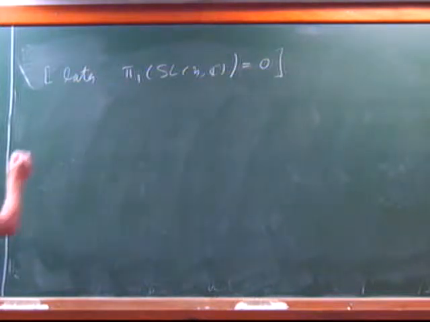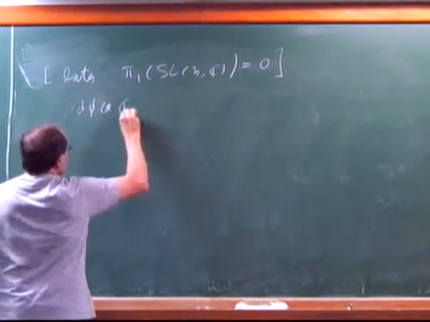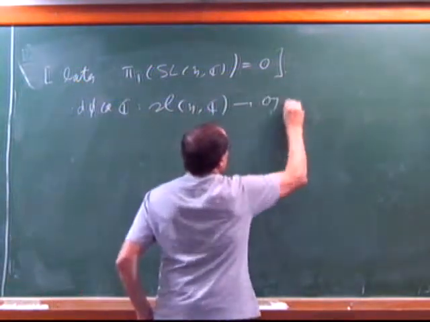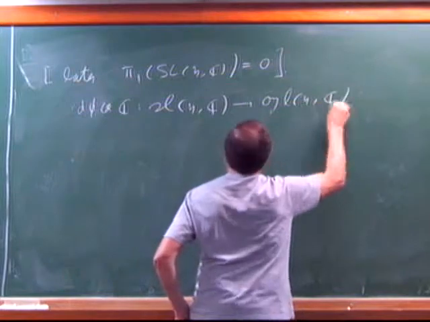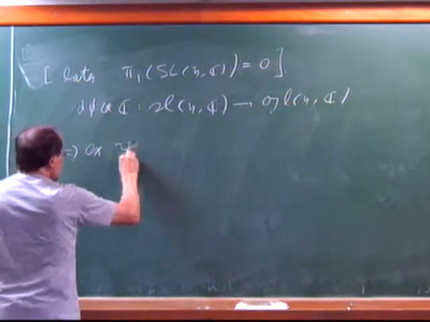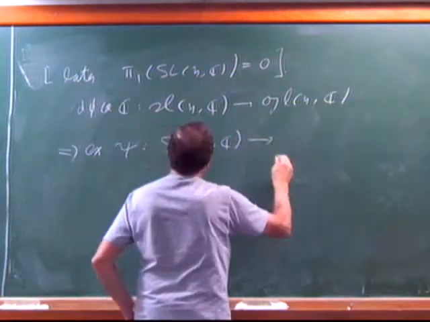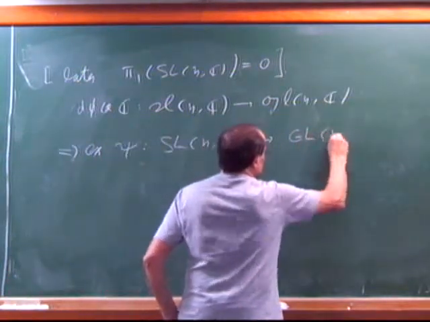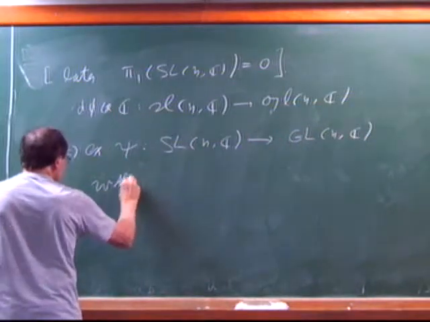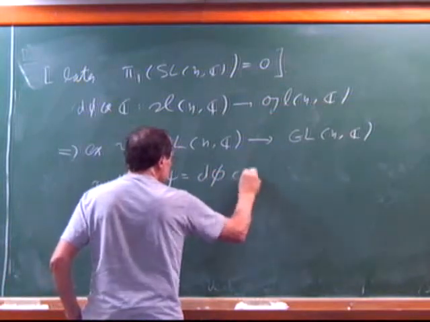So I have this homomorphism here, which I regard as something from SL(n,C) to GL(n,C). And now this implies that there exists a psi from SL(n,C) into GL(n,C) with derivative d phi tensor C.